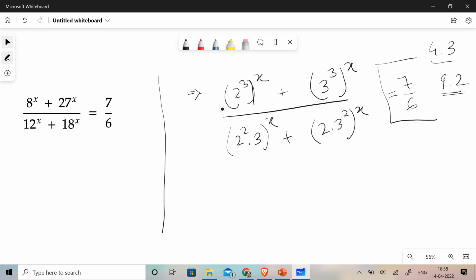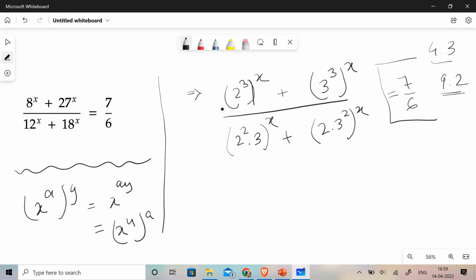Now you might have heard about power laws, or how exponents basically work. If I have something like x to the power a, whole to the power y, we can write it as x to the power ay, right? And then we can again do x to the power y, to the power a. So we can exchange the exponents, power of the power, right?